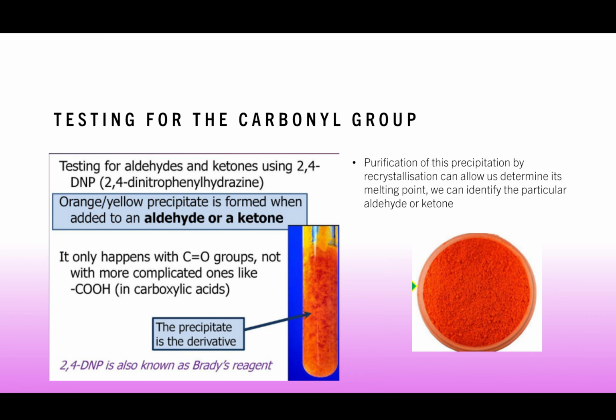So it's an orange and yellow precipitate that will be formed when it's added to an aldehyde or a ketone. So that's how we know whether or not the substance is an aldehyde or a ketone. This is a presumptive test, by the way. And our presumptive tests are the tests that we look at in functional group analysis, because all of functional group analysis are presumptive tests.